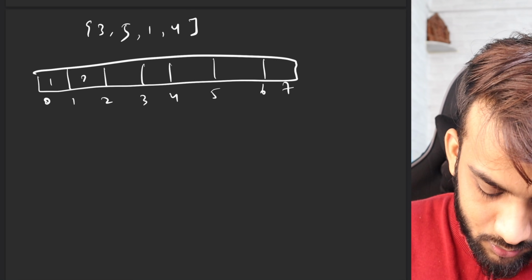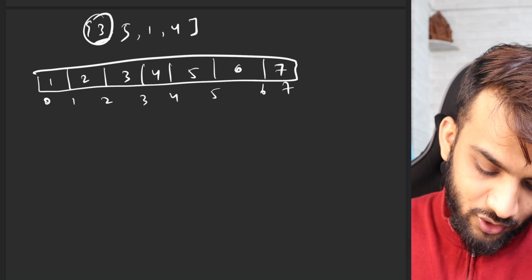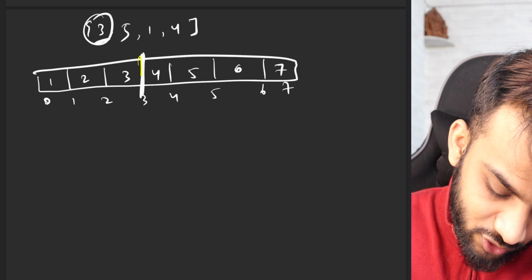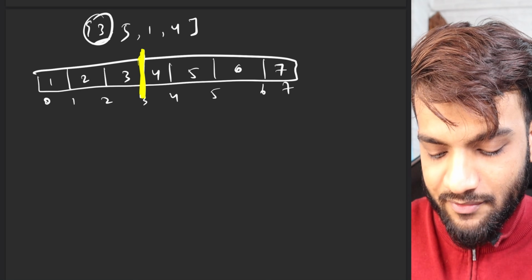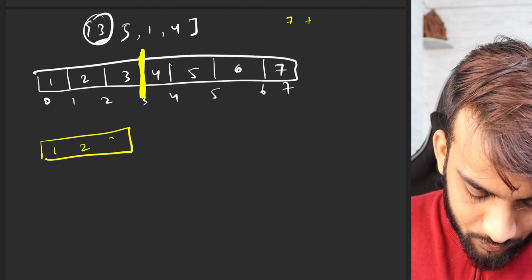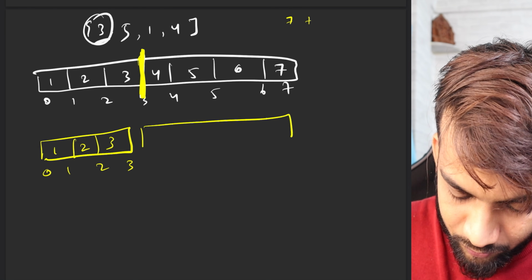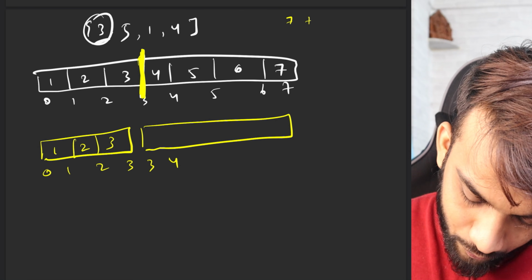Perfect. So if I'm making a cut at 3, this portion is initially of length 7, so 7 will be added. Now we will have a length 3, which goes like 0, 1, 2, 3. We will also have a length 4, which goes like 3, 4, 5, 6, 7.